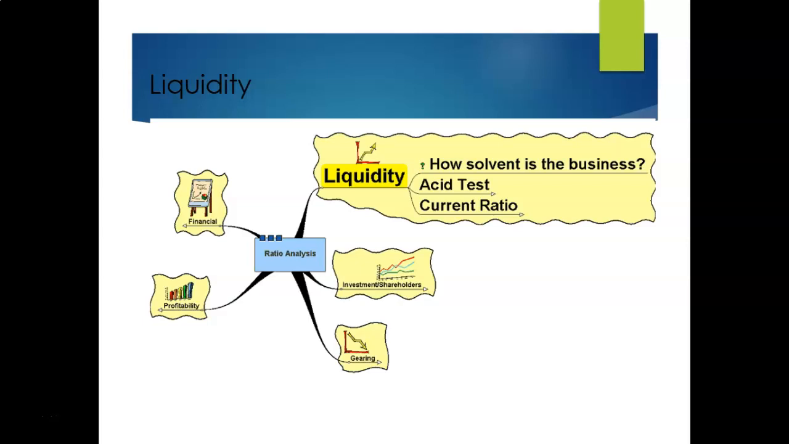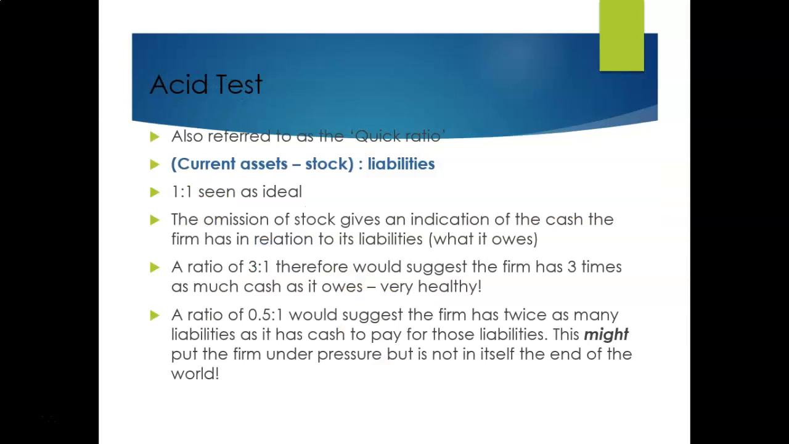Let us look at the first type, that is liquidity ratio. The major ratios are the acid test ratio and the current ratio. Acid test ratio is also called the quick ratio and the formula goes like this: current assets minus stock divided by liabilities. Usually the ideal situation will be 1:1. That means my current assets minus stock is 1 ratio and that is compatible with my liability, that is also 1. Hence, this is a healthy indication of the company.